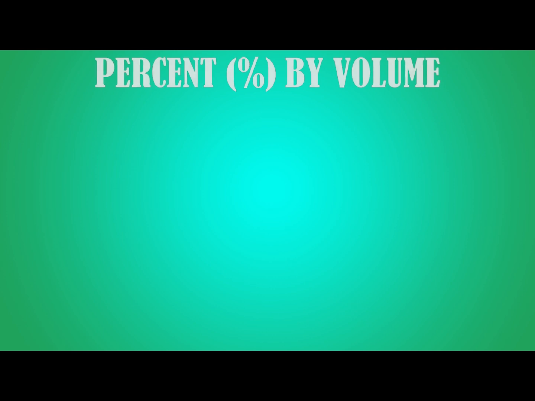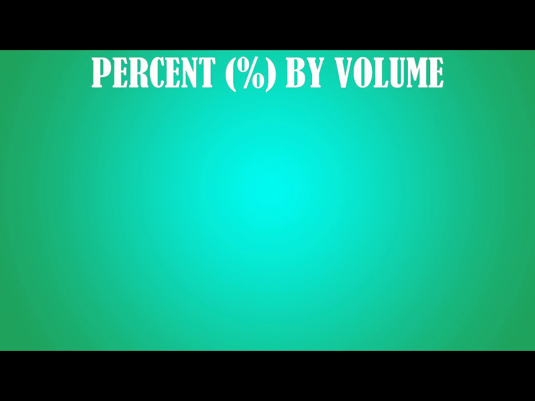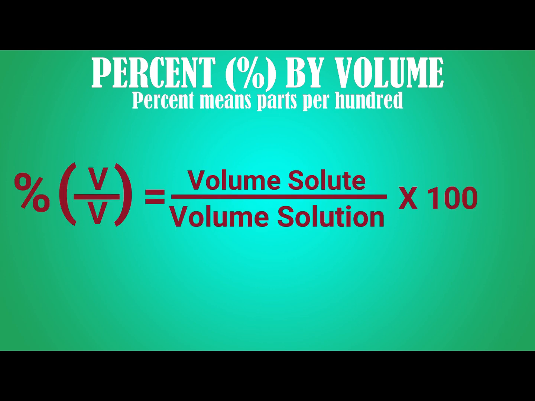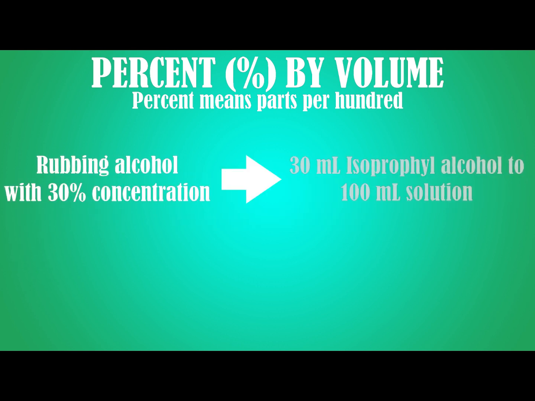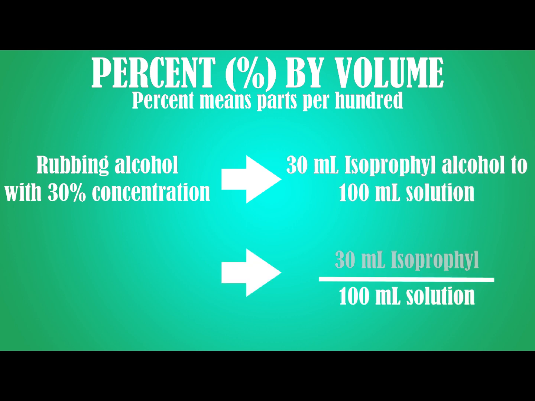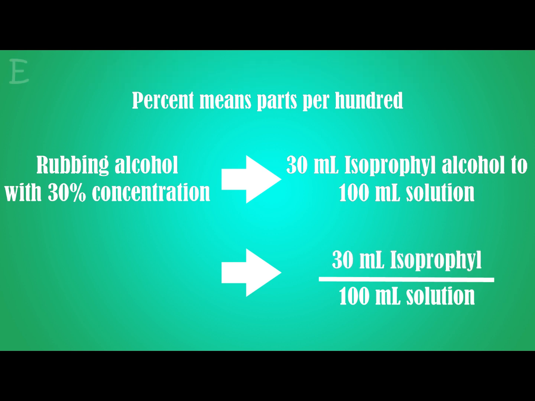The other way of expressing the concentration of solution is the percent by volume. It is just like percent by mass, but instead we use the volume. Percent means parts per 100. The formula to get the percent by volume is percent by volume equals volume of the solute over volume of the solution times 100. If we have rubbing alcohol with 30% concentration, it means that it has 30 ml isopropyl alcohol to 100 ml solution. Or in other words, we have 30 ml isopropyl alcohol over 100 ml solution.